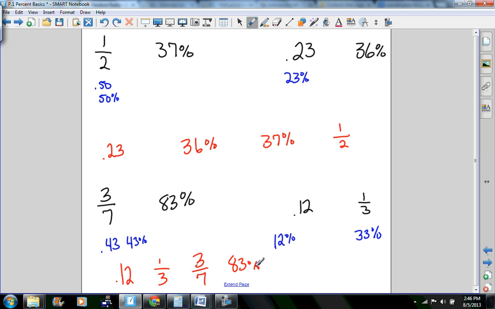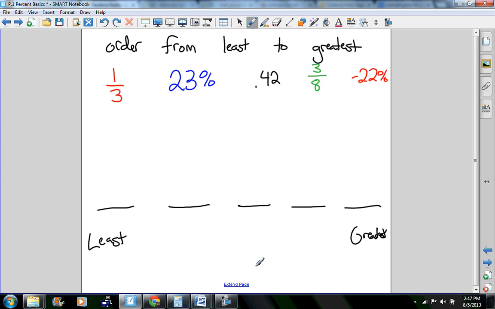Now, if you didn't want to do percentages, you want to turn them all into fractions or all into decimals, that's totally fine with me. As long as you write the original numbers down at the bottom, it doesn't make a difference. So I'd like you to try these on your own.